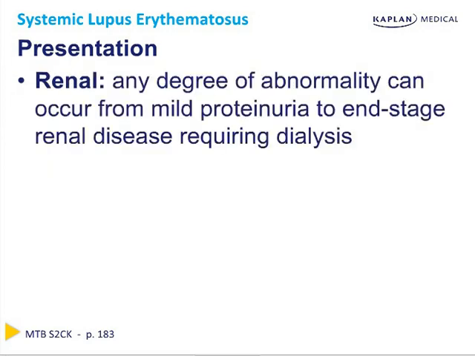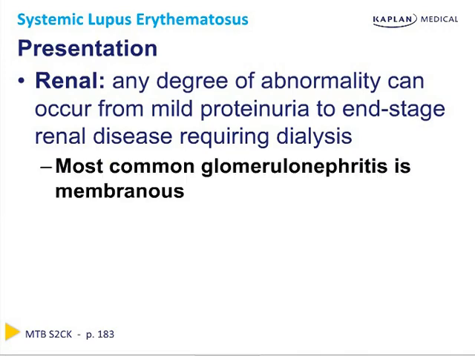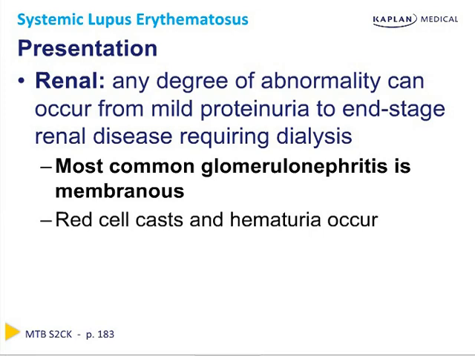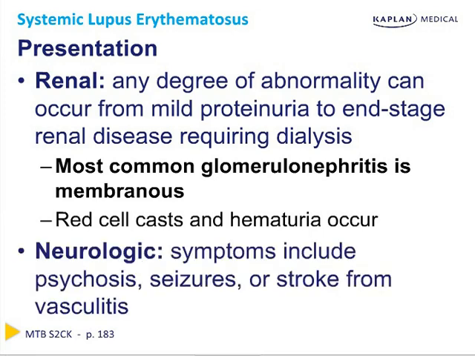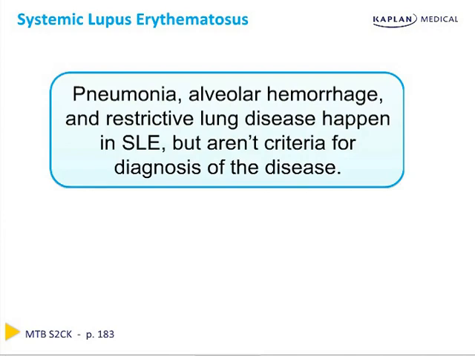Patients with lupus can also have renal manifestations. They can range from mild proteinuria to end-stage renal disease requiring dialysis. The most common glomerulonephritis is membranous glomerulonephropathy. This is one where you have red cell casts and hematuria occurring. There are also neurologic manifestations, which include psychoses, seizure, or stroke from vasculitis. Many patients will have pneumonia, alveolar hemorrhage, and restrictive lung disease in SLE. But again, these are not criteria for diagnosis of the disease, just like alopecia is not criteria.